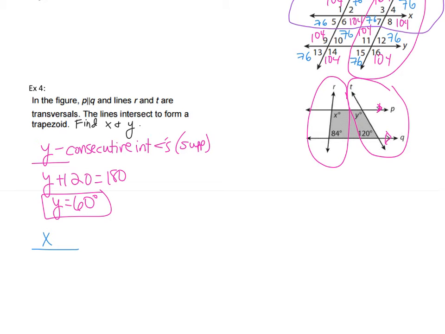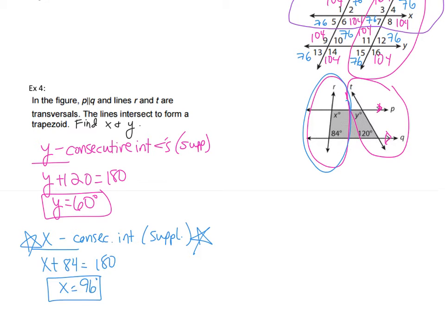X and 84 are also consecutive interior angles. They will also be supplementary. So on the angle x, I want you now to go through and find out what the angle x measure is going to be. Here's the work that you should have. You should have x plus 84 equals 180 degrees for the supplementary setup. And then when we solve for x, you get 96 degrees.